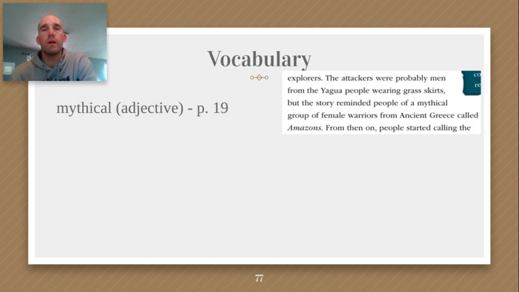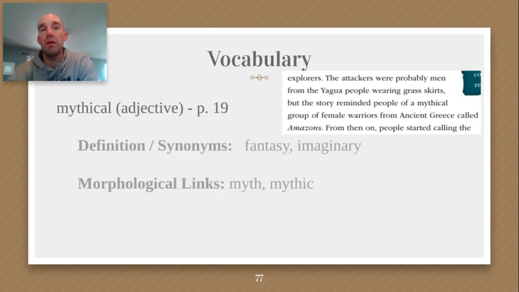But the word we're really focusing on here is the word mythical. And it says it reminded them of a mythical group of female warriors from ancient Greece. So from ancient tells us it was from a long, long time ago. So they may not have actually known who those people were, or even if they existed. Plus, I see the word myth in the word mythical, and that might lead me to believe that a myth is something that is maybe not necessarily true, and from a long time ago. So I would think that maybe our word would mean it's fantasy or imaginary.